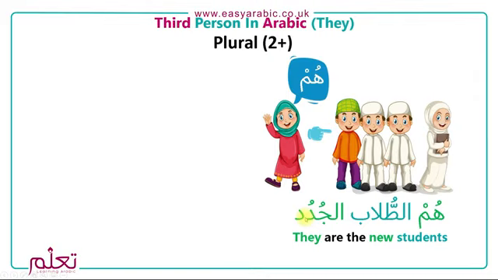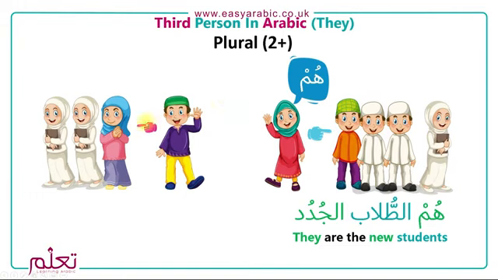When we did the definite and indefinite articles, one thing we said was that the word here is an adjective, so the adjective must match the noun in gender and form. Because we're saying at-tullab, the students, the adjective must also start with al. So hum at-tullab al-judud. Okay, they are the new students. In later courses we'll do practice on this, so don't worry if you find it difficult.